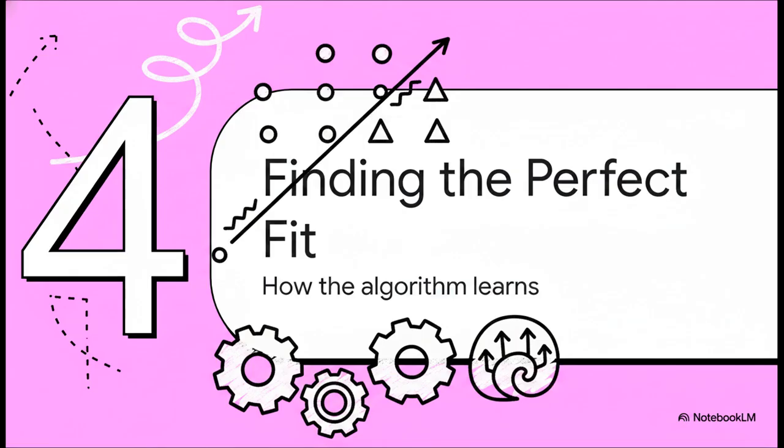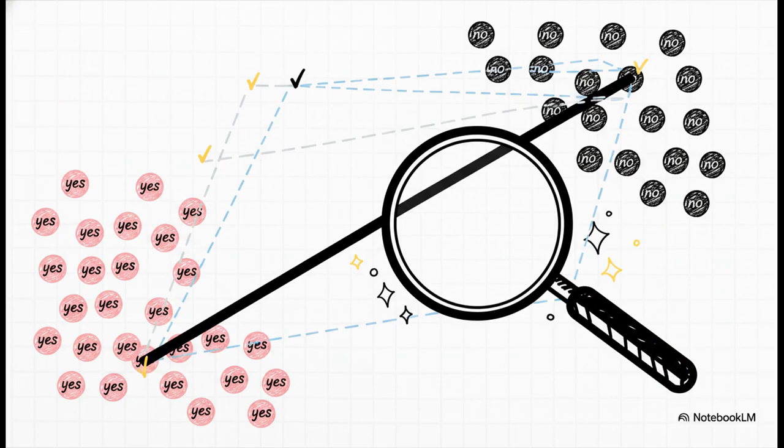How does it learn? The guiding idea here is something called maximum likelihood. And it sounds complicated, but the idea is actually super intuitive. All it's saying is, let's find the settings for our model, the slope and intercept of our line, that make the data we already have look as likely as possible. The algorithm just keeps tweaking the line until it finds the one that best explains what we've already observed.